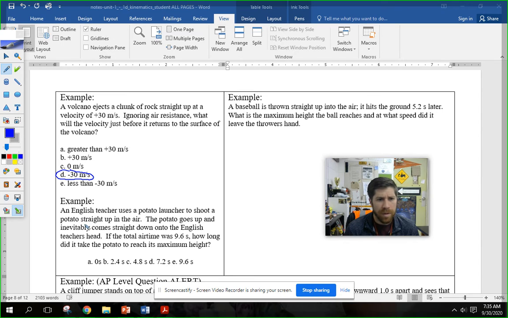The other example here: an English teacher uses a potato launcher to shoot a potato straight up in the air. I don't know why they're doing this, but I'm sure it has something to do with The Great Gatsby. The potato goes up and goes straight down into the English teacher's head. If the total hang time was 9.6 seconds, how long did it take the potato to reach max height?